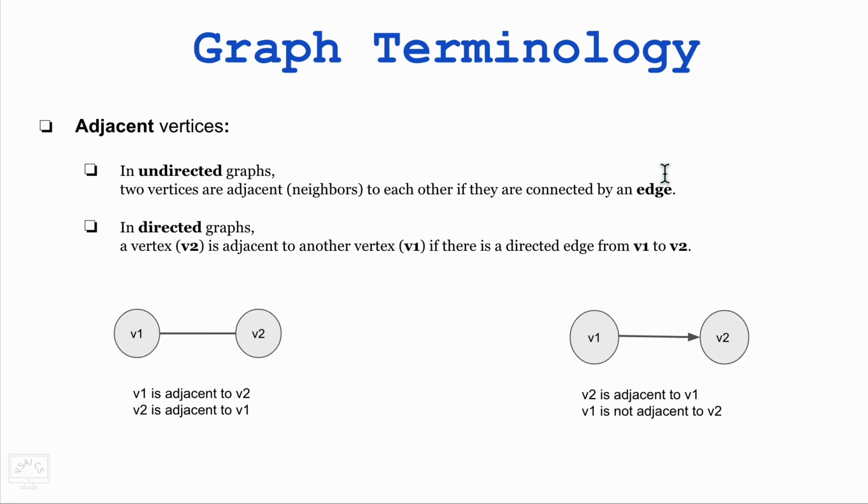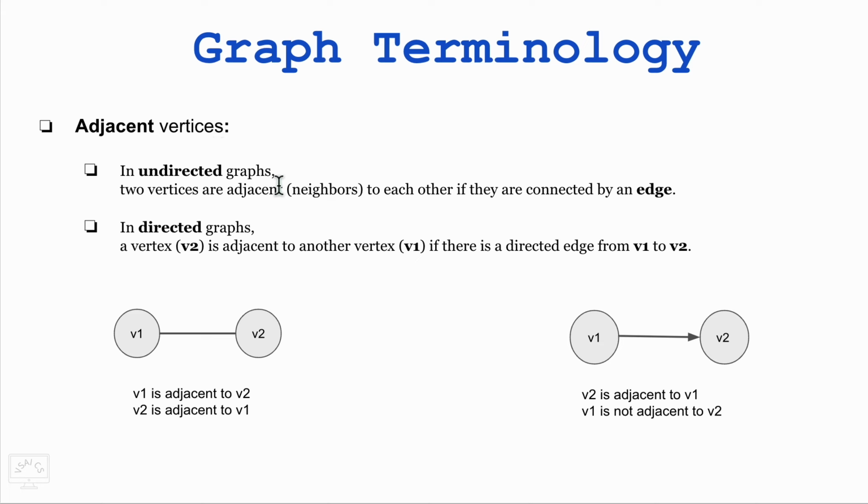Hello everyone. In my previous video, we learnt about two important categories of graphs, which are undirected graphs and directed graphs. In this video, we will look at some important graph terminology like adjacent vertices and degree of vertices. Let's understand the term adjacent vertices.